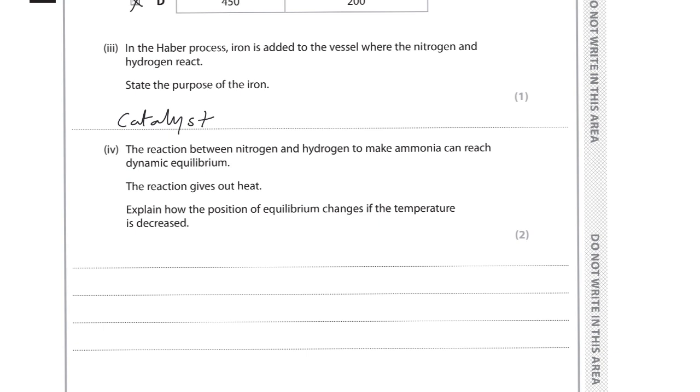Well, the equilibrium rule says that if you lower the temperature, the equilibrium is going to shift to try and increase the temperature. Whatever is done, it does the opposite. So it doesn't matter whether you said it shifts to the left or to the right. You should still have got the second mark, which was to increase the temperature. Now, it actually shifts to the right-hand side because the forward reaction gives out heat.